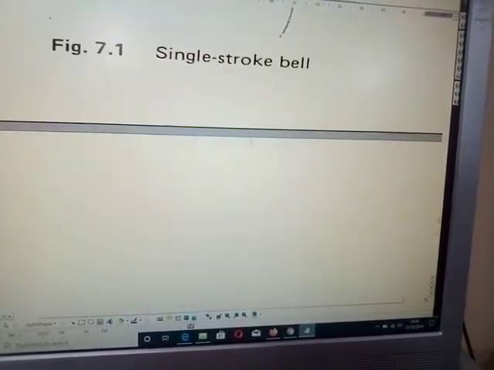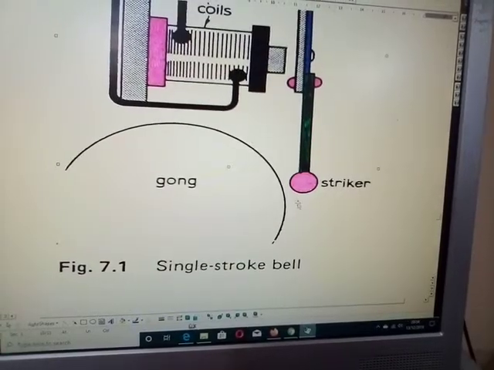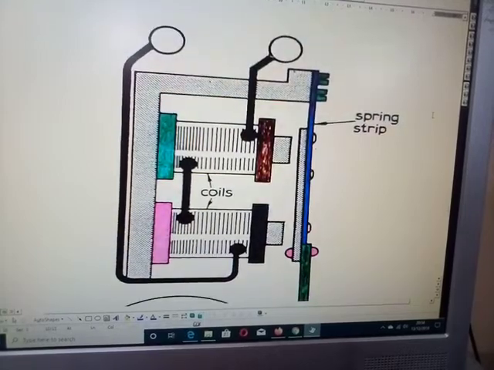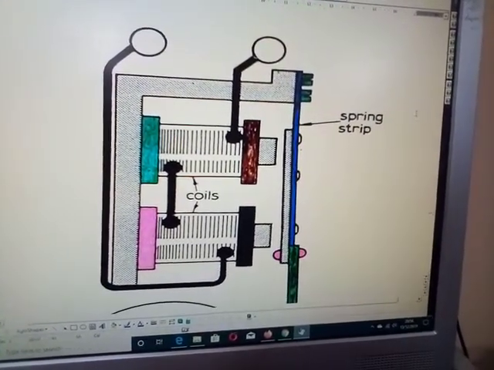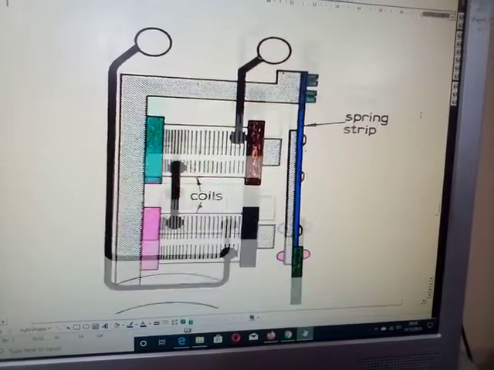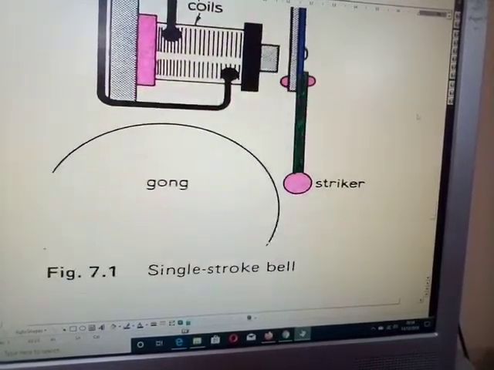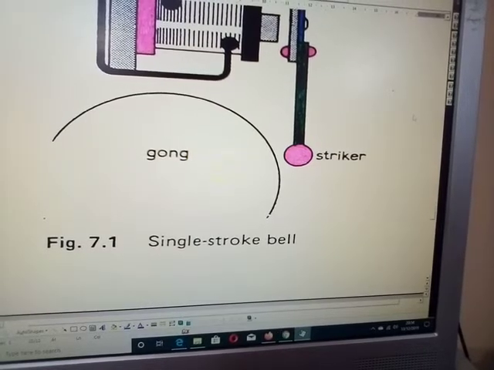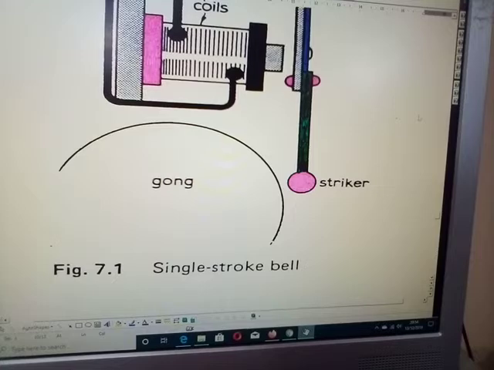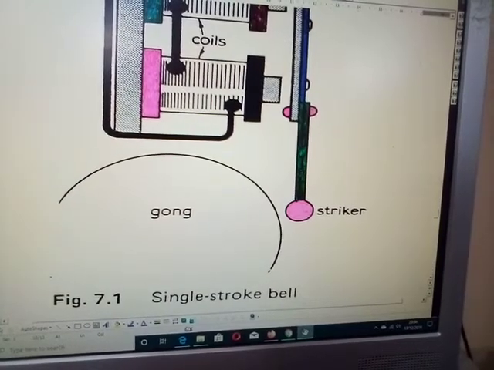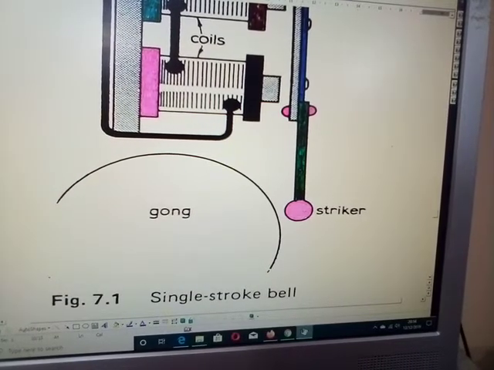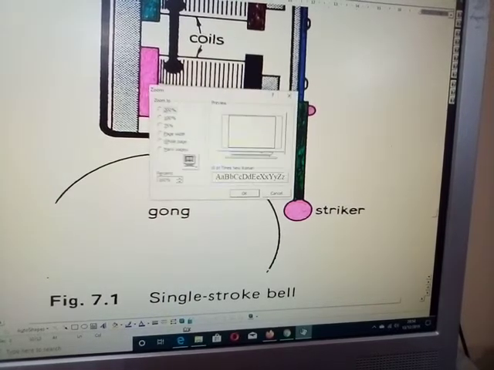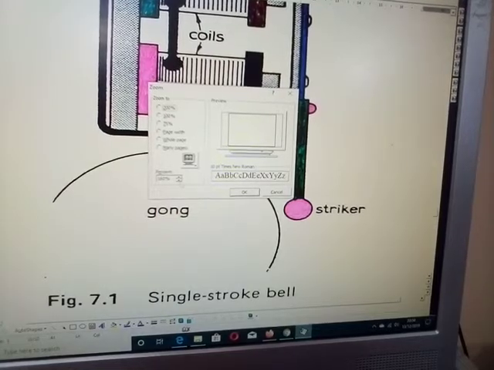Bear with me for a second while I try and get this sorted. Okay, let me just get this all in. Now here we have spring flip. Let me go down a little bit because I want to get this in, and you can see the gong again. Now look, this is 7.1, and this is just the single stroke bell. Sorry about that, I'm trying to get it all in here, but let me see if I can reduce the overall view and modify that viewing session for a second so we can get it all in.